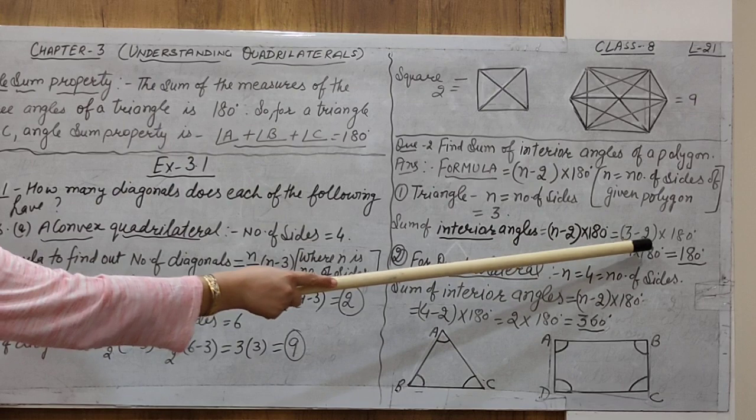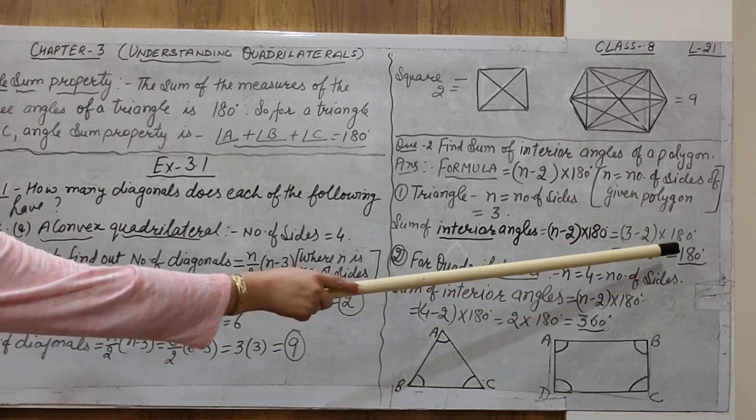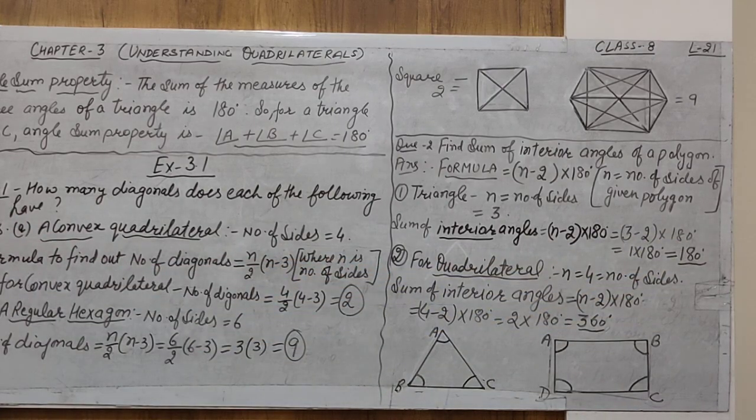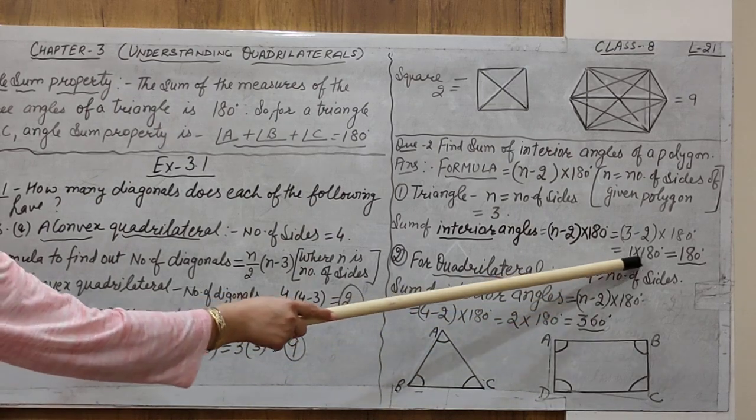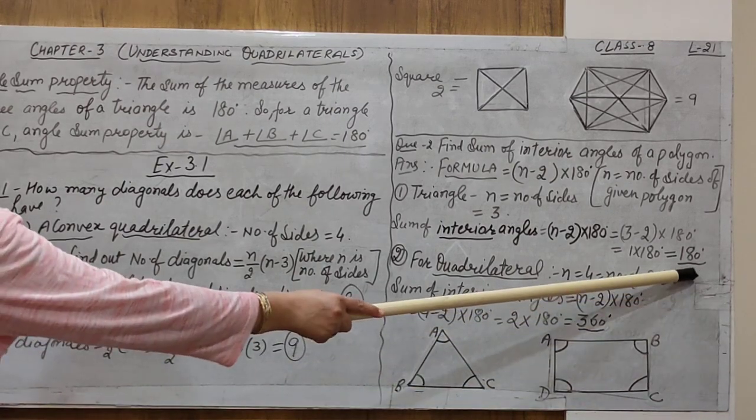So 3 minus 2 multiplied with 180 degree. 180 is an angle, so we have to put a degree with the angle always. Now 3 minus 2 is equal to 1. 1 is multiplied with 180. So we get the result equal to 180 degree.